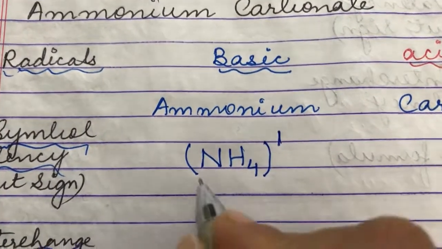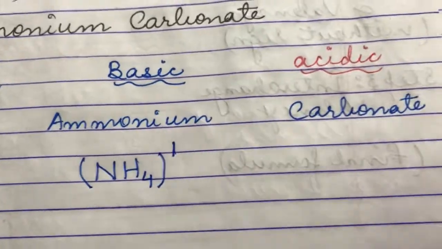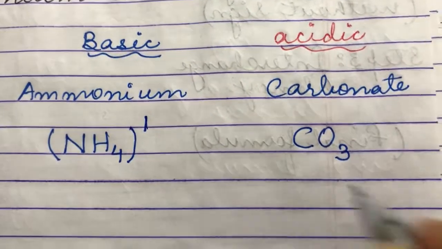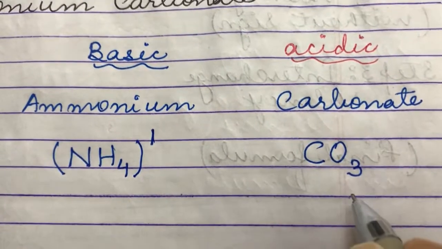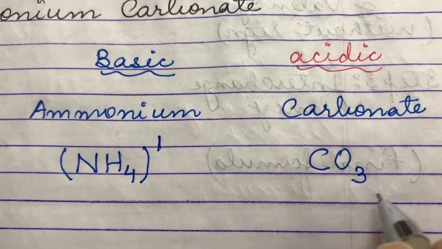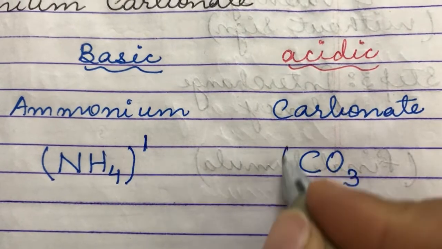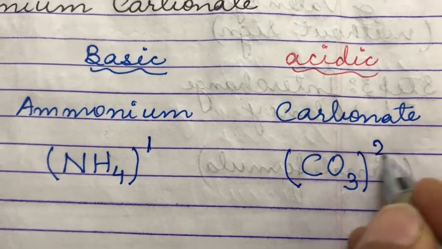So we put the whole in a bracket to avoid any confusion. Carbonate is C capital, O capital, 3 in the subscript. This is the formula of carbonate, CO3. Some children omit this 3 and start writing it as a valency, which is absolutely incorrect. So CO3 is the complete formula of carbonate. Put the whole in a bracket and write 2 on top of it.